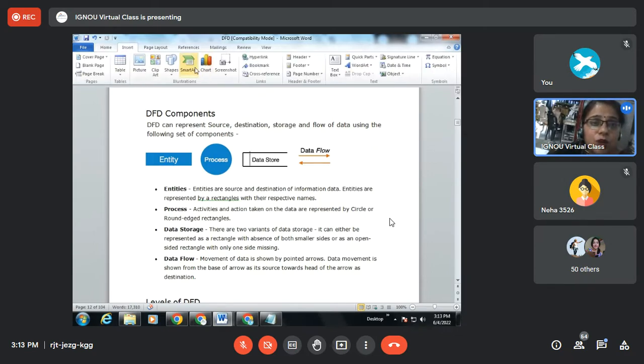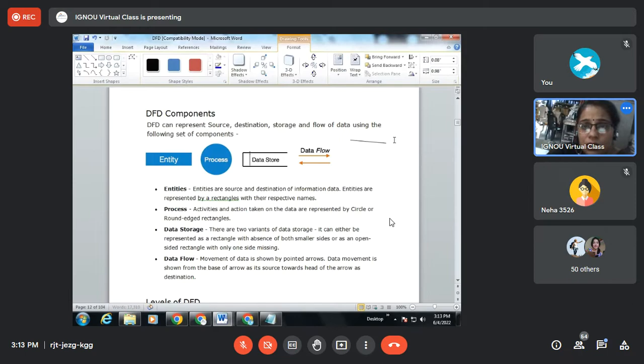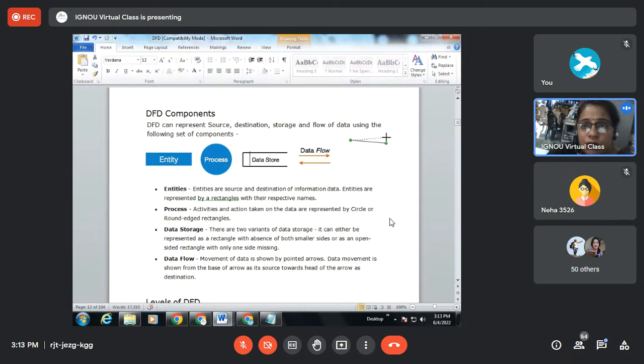Although as per your IGNOU books, there is one more symbol that I am going to create, another symbol for the purpose of data store. This is another symbol which you can use for reflecting the database. This is also recommended. So both the symbols are correct.